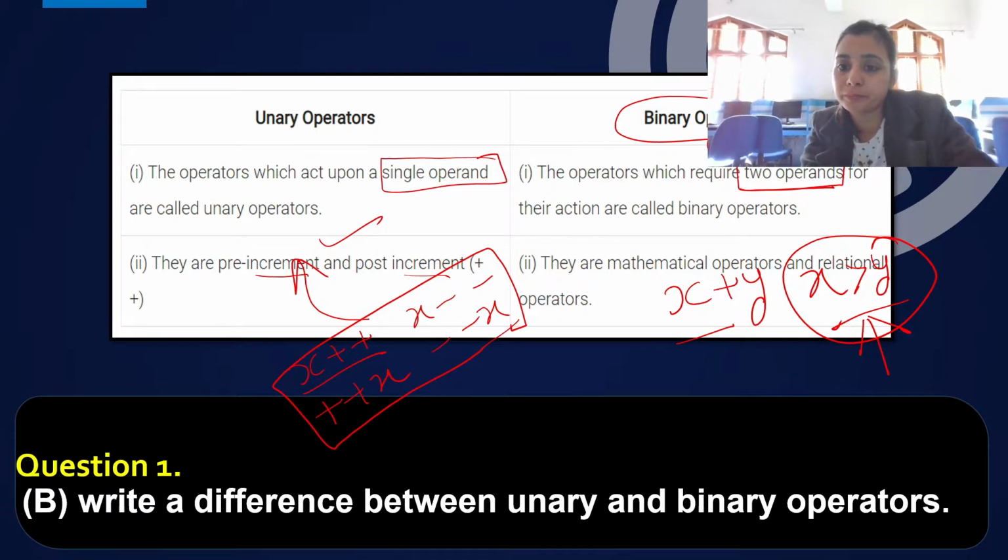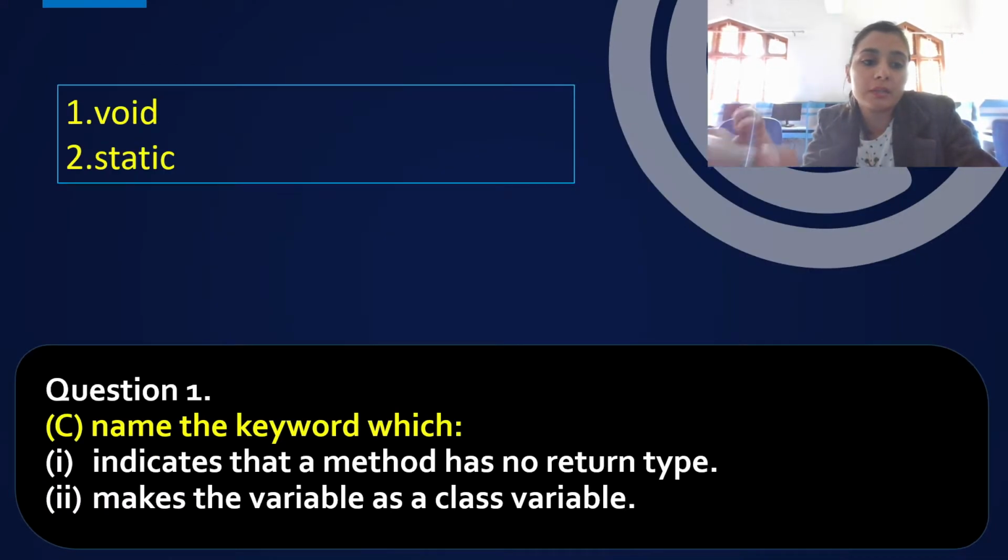Next, the question is, name the keyword which indicates that a method has no return type. So only a one word answer is there.